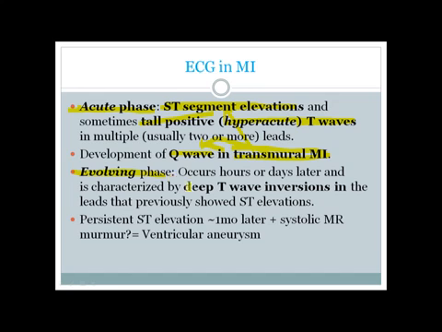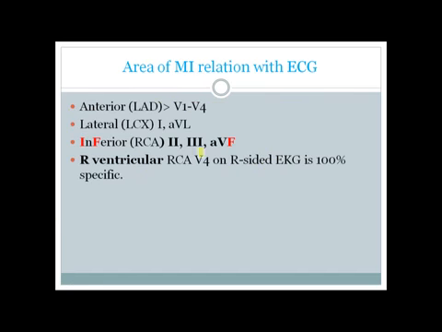And in the evolving phase, which occurs about hours and days later, there is actually development of deep T wave inversions in those leads which have previously had ST segment elevations. And in some people there can be persistent ST elevation about 1 month later, and if there is systolic mitral regurgitation associated with that ST elevation, it should suggest that this patient has already developed ventricular aneurysm.